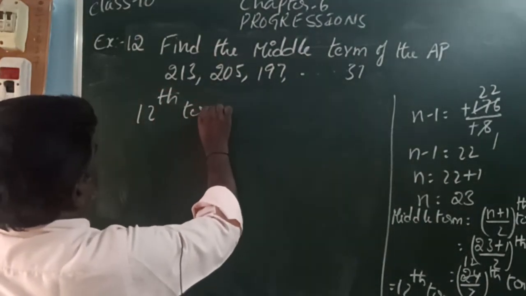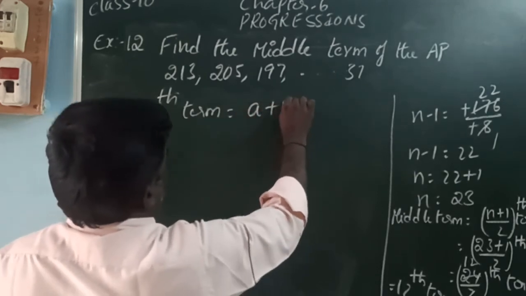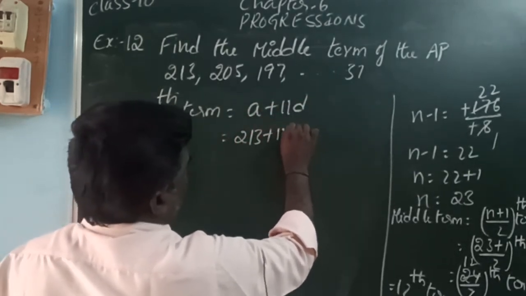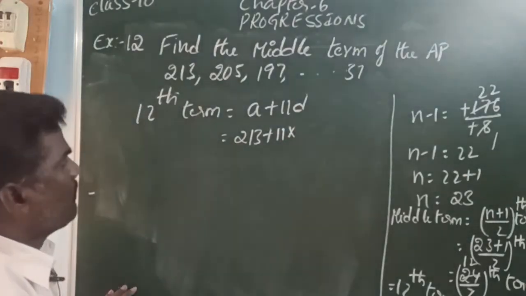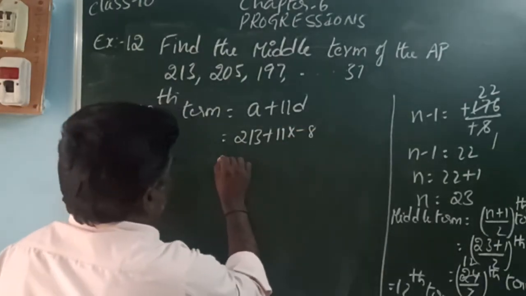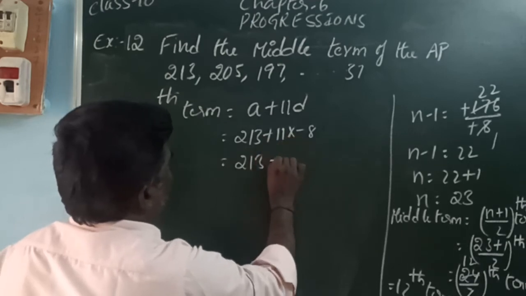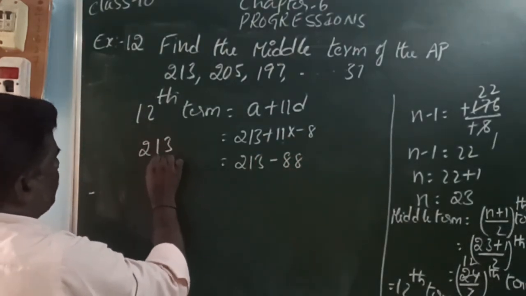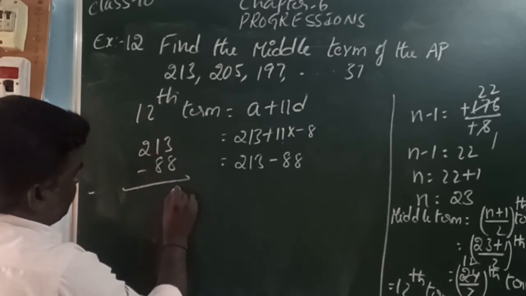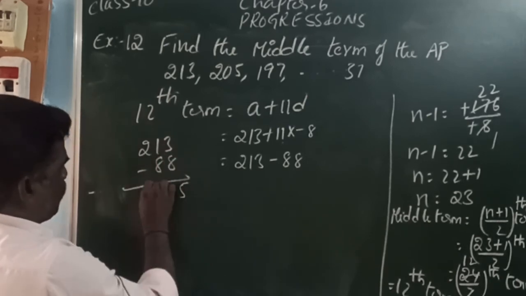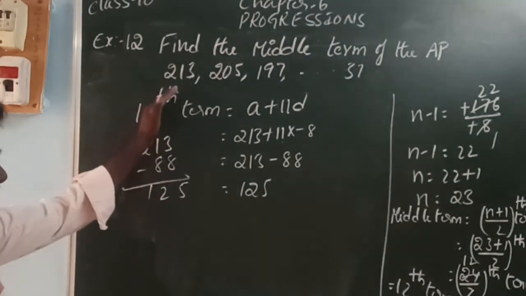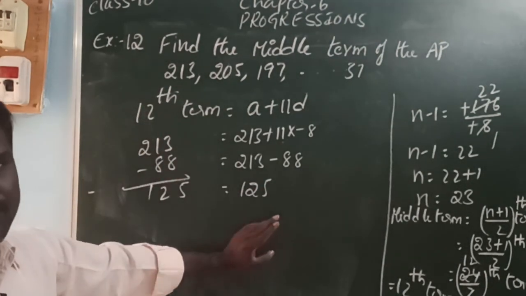So the 12th term is a plus 11d. So a is 213 plus 11 into d, which is how much? Minus 8. So 213 plus 11 into minus 8, 11 eights are 88. So 213 minus 88. So here how much? 125. So the middle term is the 12th term. What is the 12th term? 125.